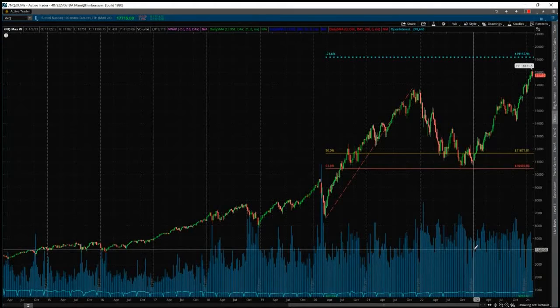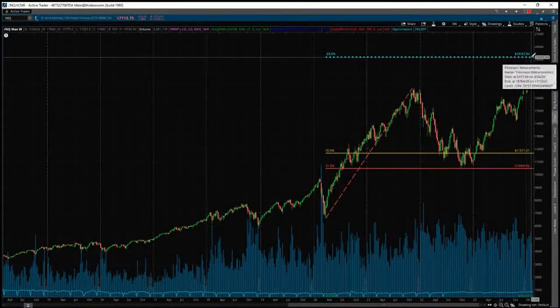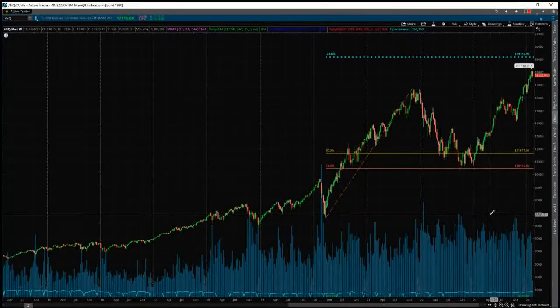I mean, I didn't think we'd get there that fast at the beginning of 2023. I was like, yeah, it's there. But wow, here we are almost to those targets of this big fib setup from the COVID lows to the 2021 highs. So pretty amazing. Let me draw another one for you.